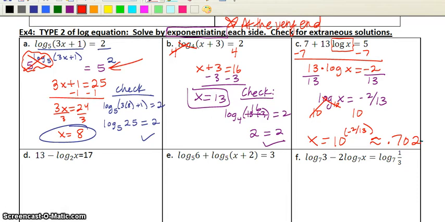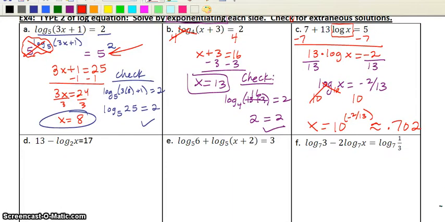Now, I'm going to stop with checking solutions for a little bit until it gets to be more significant with example E and F, just to save us some time. So in case you're wondering, I'm intentionally not going to check the solution for C and D. All right, let's move on to D.